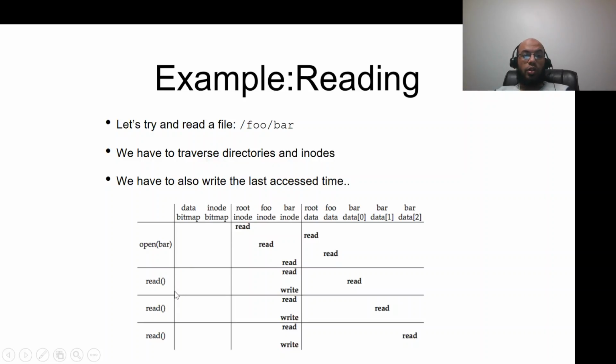And then you do the actual read for the different blocks in bar. So if bar has 1024 blocks, this table will be 1024 lines long, and each time you read a block, you read from the bar inode, you go and read the first data block in the file, and then you write the last time you accessed this data block.